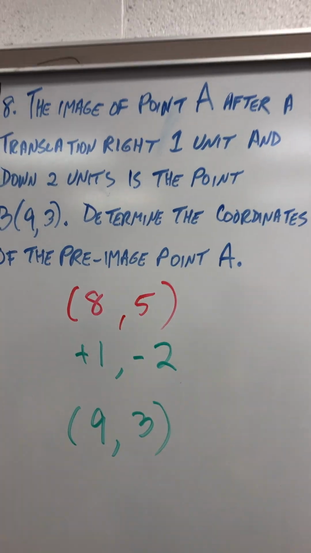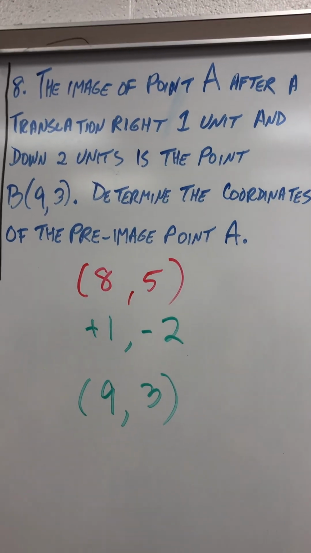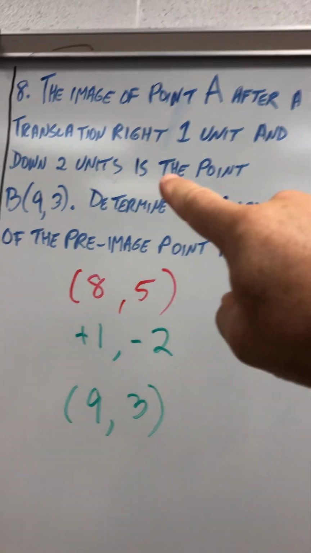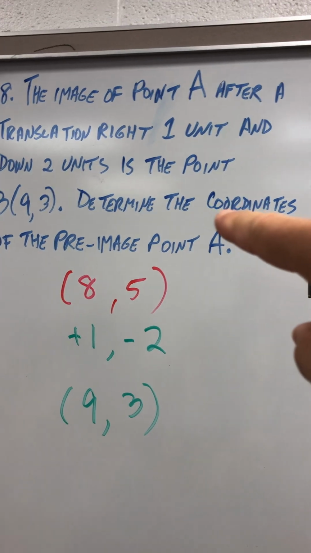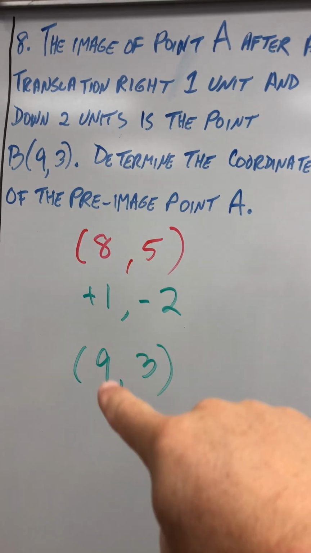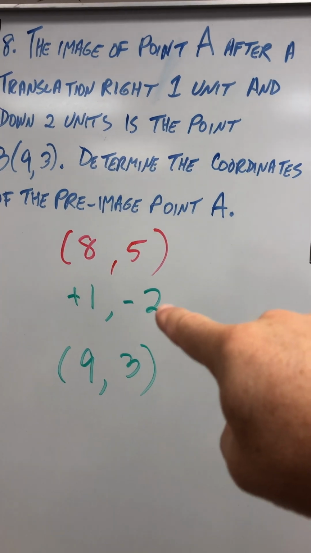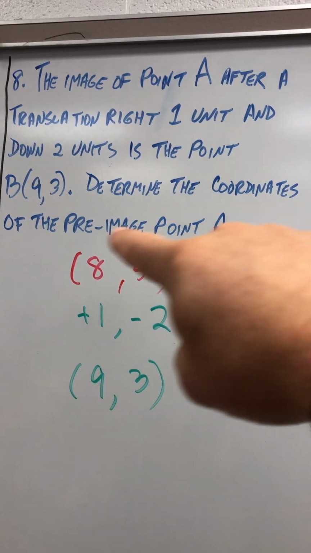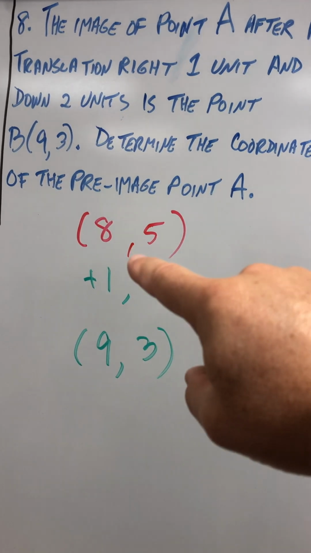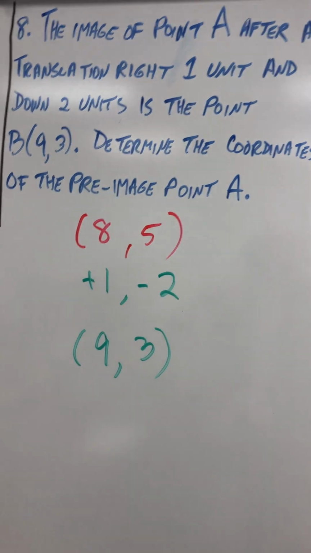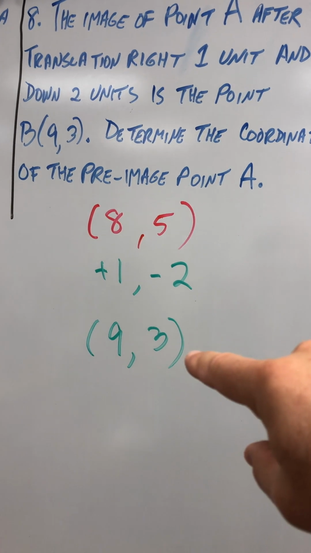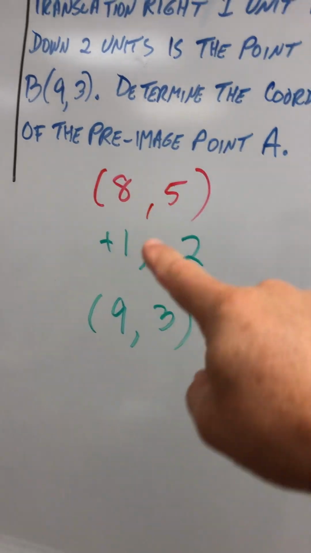This one tells you where the point winds up, and you want to find out where the point started. The image of point A after a translation right 1 and down 2 is the point 9, 3. Meaning, after you went plus 1, you wound up at 9. After you went minus 2, you wound up at 3. What are the coordinates of the pre-image point A? Well, how do you get by adding 1 to get to 9? Well, you start at 8, right? Where do you start if, after subtracting 2, you get to 3? Did you start at 5? So your answer is 8, 5.